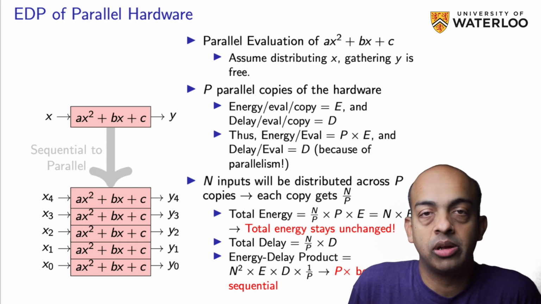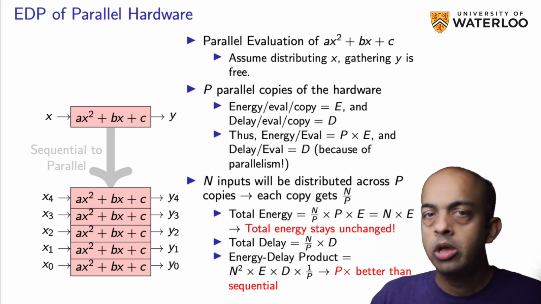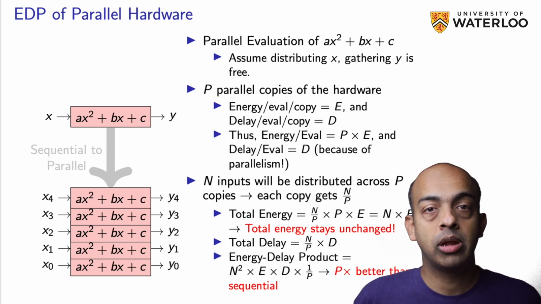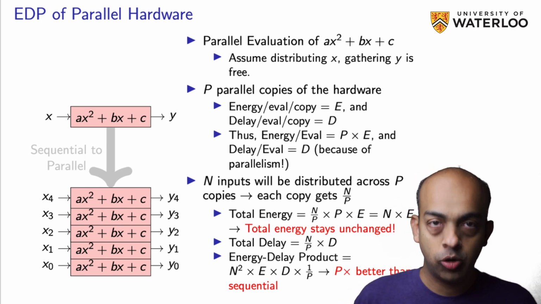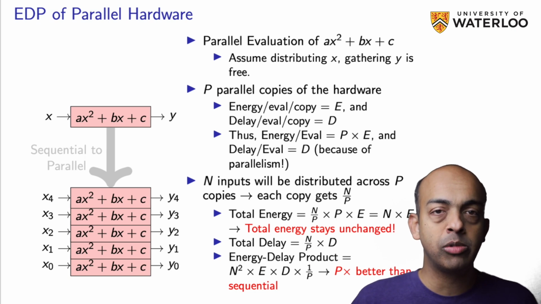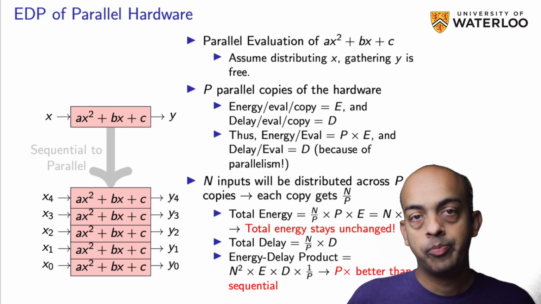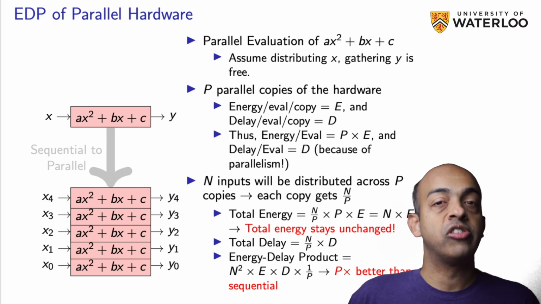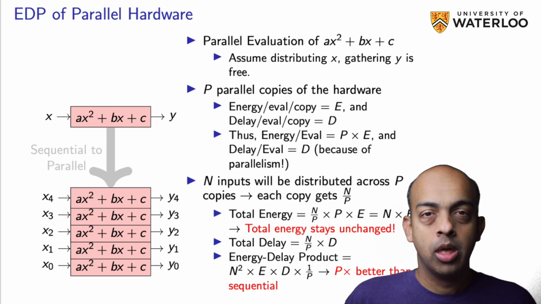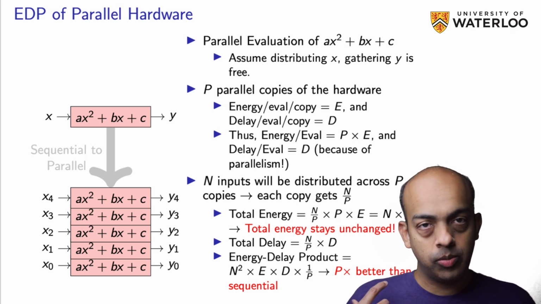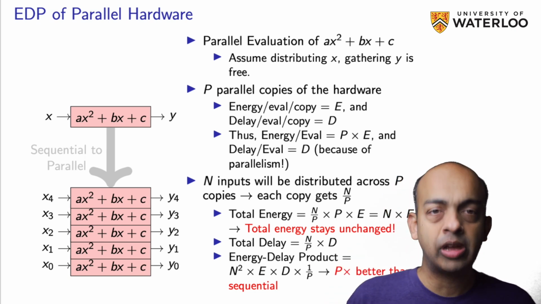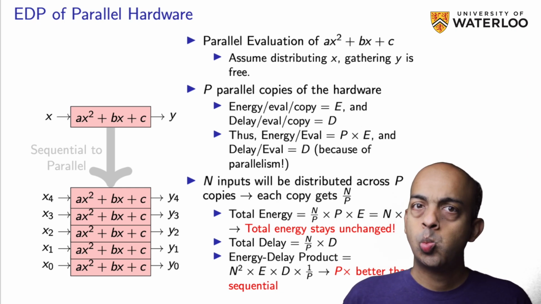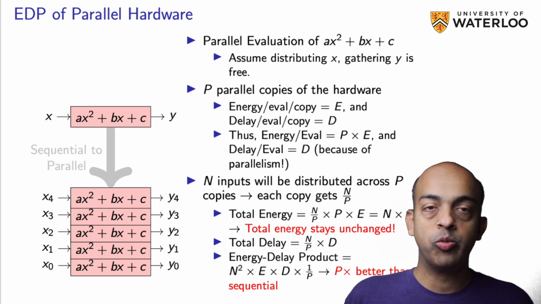So just parallelizing something doesn't magically reduce energy by itself, right? Total energy at this point is n times E, but my delay has reduced. Now I need only 1 over P amount of time to run my problem. Makes sense. I've parallelized my problem, so I need less time to solve it. My energy delay product is now n squared ED divided by P, so it's improved by a factor of P. Now an interesting thing that should tickle your brain right now is: energy hasn't changed, delay has changed. What can I do to actually get an energy improvement here, right?